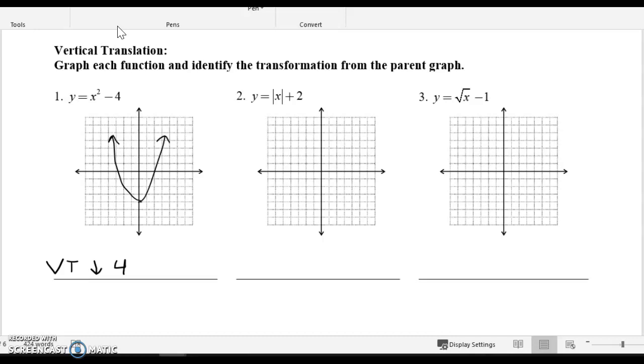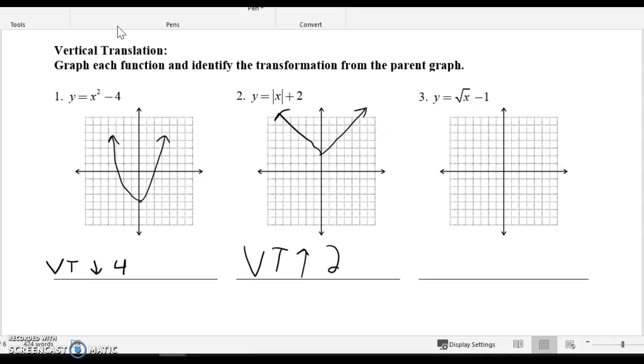So what does this plus 2 do to the graph? Well, it's outside. That means it's going to do something up and down. It's adding, so you're going to move it up 2. Think about what your original parent graph looks like. The parent graph is a V. So then the V just moves up 2. So it's a vertical translation up 2. Just shifting the graph up 2.